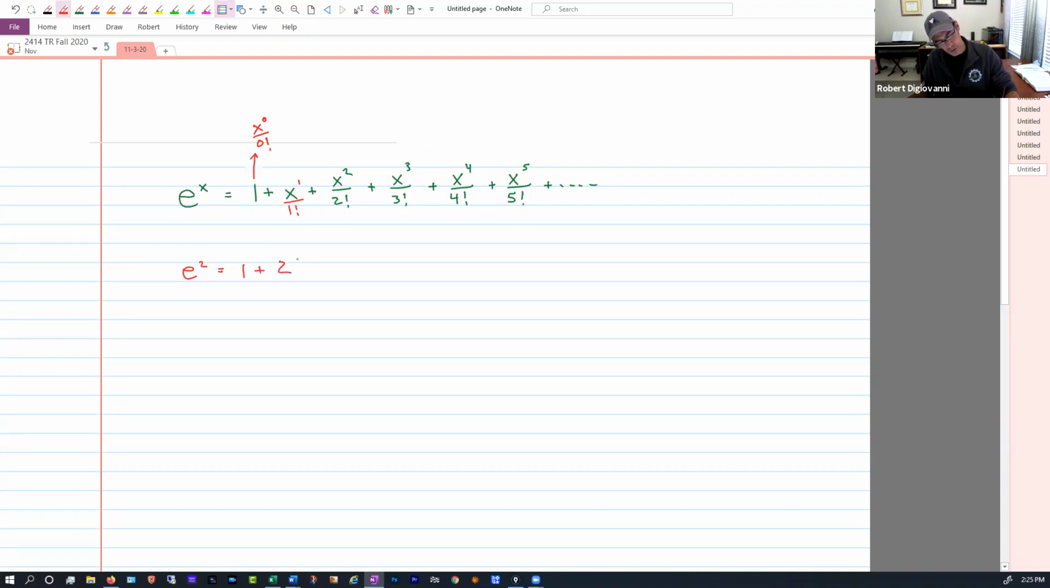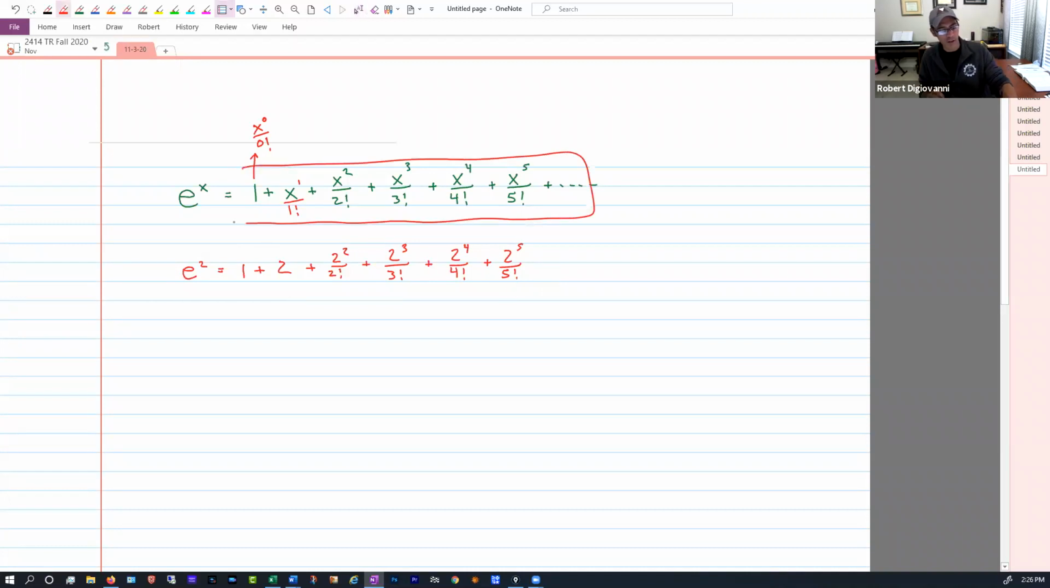So that would become 1 plus 2 plus 2 squared over 2 factorial plus 2 cubed over 3 factorial, plus 2 to the 4th over 4 factorial, plus 2 to the 5th over 5 factorial. You could go on your calculator right now and do these computations, and you would get a number that's really close to e squared. And that's exactly what your calculator is doing. It's using this formula to calculate e squared. But it goes out a lot further than here. It has a predetermined cutoff, whoever programmed the computer decided how far to go out, and you can always adjust that tolerance. But that's an example of where a factorial appears.